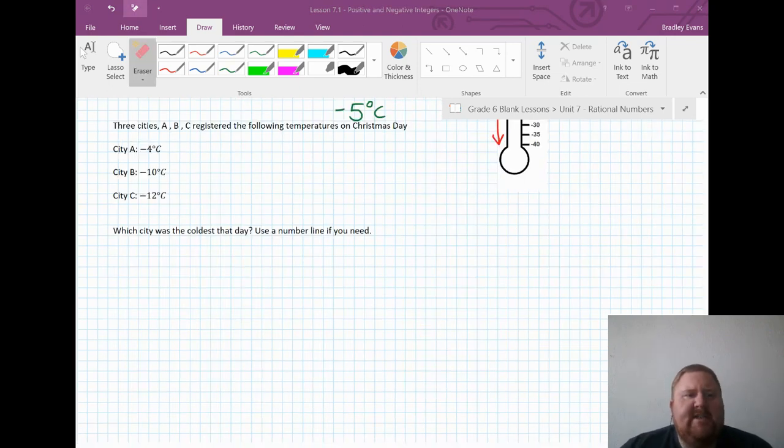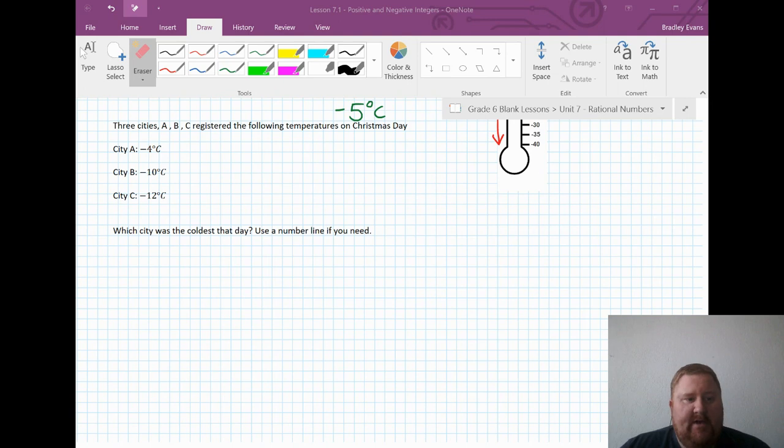All right, our next question says 3 cities, A, B, and C, registered the following temperatures on Christmas Day. City A was negative 4 degrees Celsius, City B negative 10 degrees Celsius, and City C negative 12. Which city was the coldest that day? Use a number line if you need.